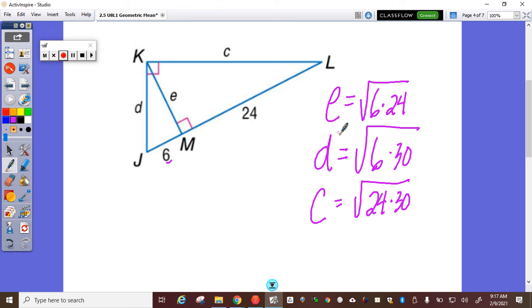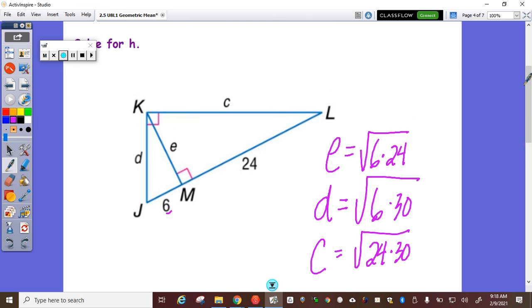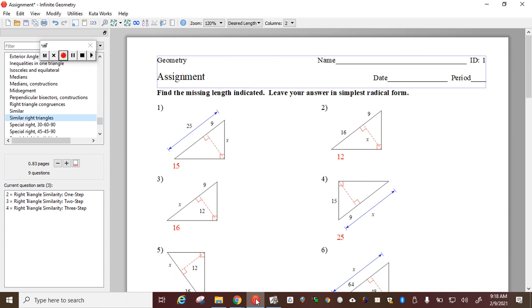Okay? That is this lesson right here. That's what you have to remember. E, the geometric mean of these two parts. D, the geometric mean of its part and the whole thing. C is the geometric mean of its part and the whole thing. You can remember that, and this lesson is done for you. Okay? It's a matter of simplifying from here. Now, your numbers generally will not be as big as these, so I'm not going to get into simplifying these numbers. Alright? But we want to look at some examples here.